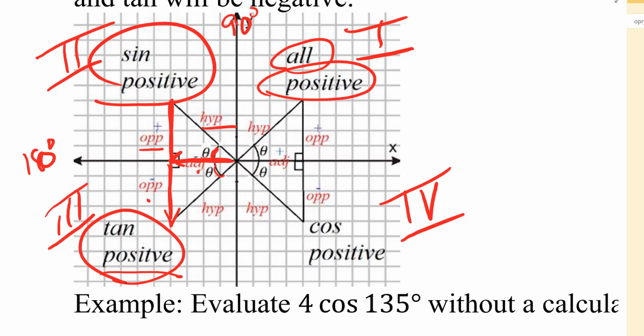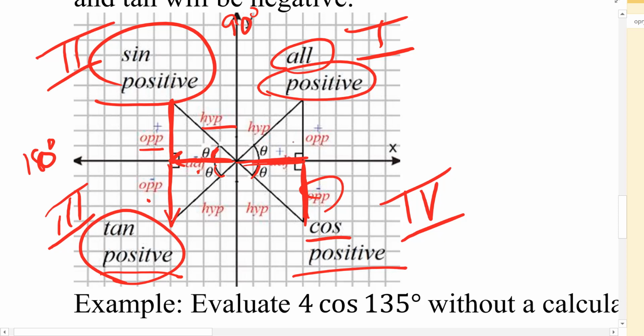And then in your fourth quadrant, cosine is positive because x is positive, going to the right, but y is negative, going down. Your x-coordinate is your adjacent side. So cosine, adjacent over hypotenuse, is positive over positive, so cosine ends up being positive. Sine, opposite over hypotenuse, is negative. And tangent, opposite over adjacent, would be negative over positive, so it would also be negative.